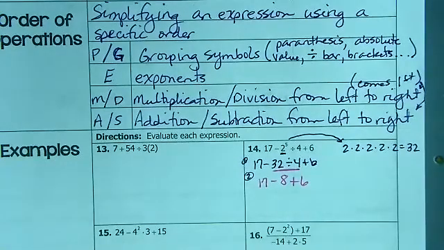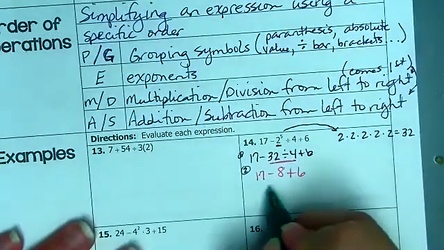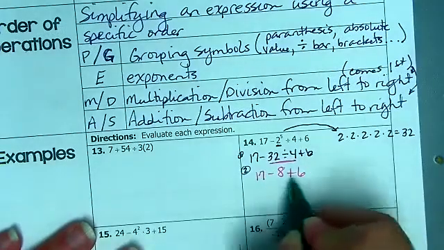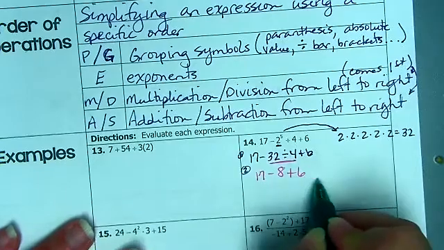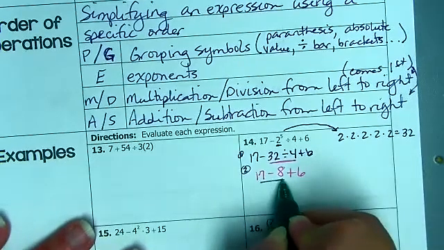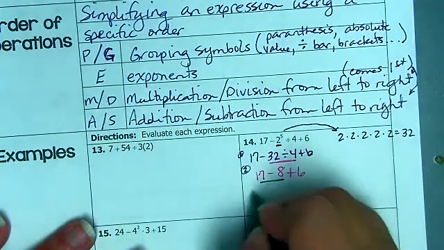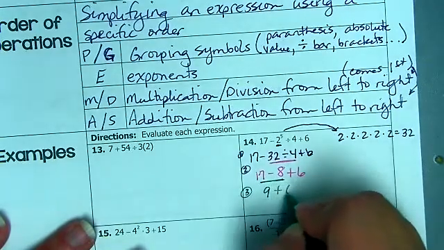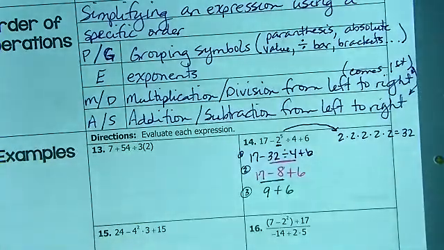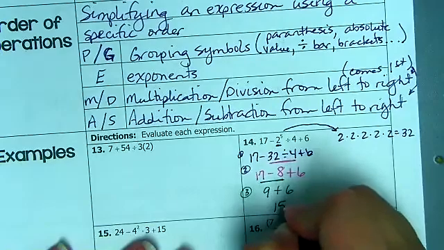Different color, guys. Okay, now my next step, I'll look for addition or subtraction. Now in this one, it's not that I'm looking to do addition first, it's whichever one comes first as I read from left to right. So I'm doing the 17 minus 8 first. So this is step 3, which is going to be 9 plus 6, which then gives me my final answer of 15.